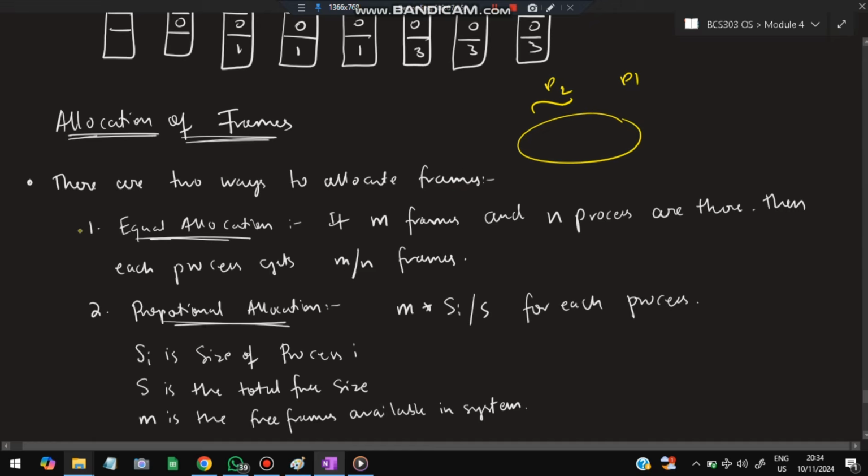There are two ways. First is equal allocation. If m frames are there and n processes are there, then each process will get m by n frames. Divide it among all the processes and allocate whatever the answer comes to every process. Second is the proportional allocation.